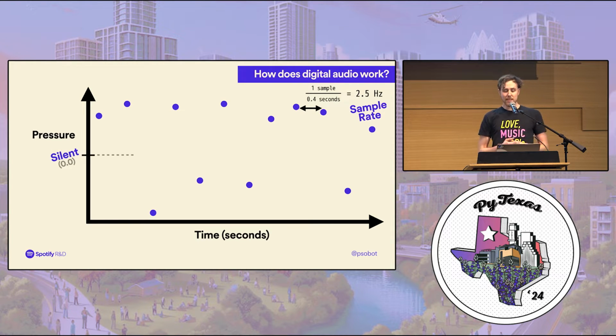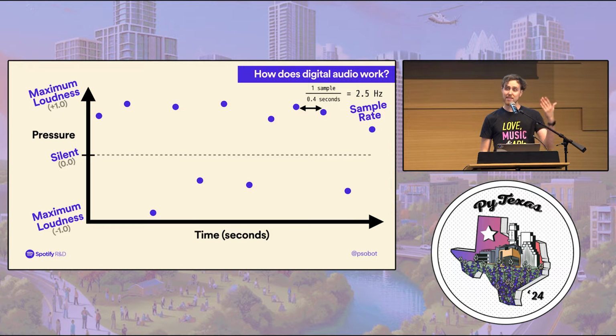Also, you might notice that these are spaced evenly around some middle point, and that's actually the silence point, or the 0 point on this graph. And that's because, like I mentioned before, pressure can come towards you or move away from you. And so maximum loudness or maximum pressure is actually at the top and bottom of this graph, and that's how we can read this.